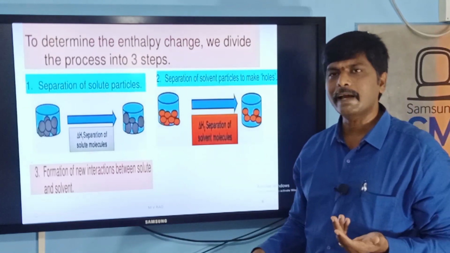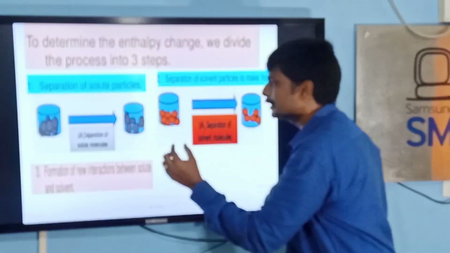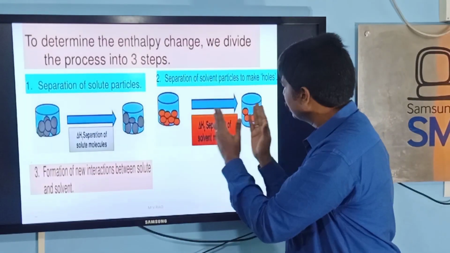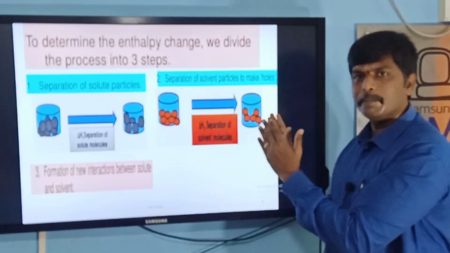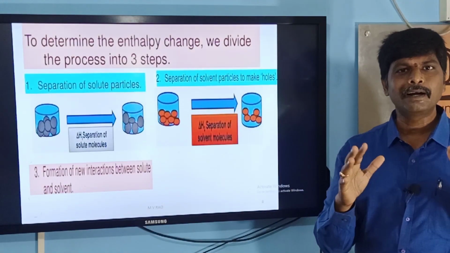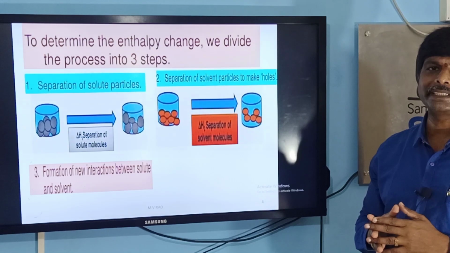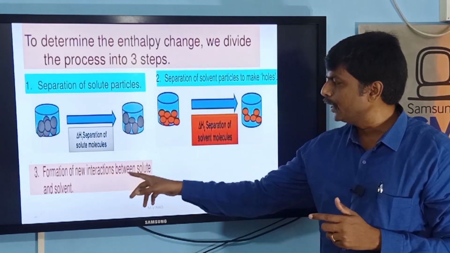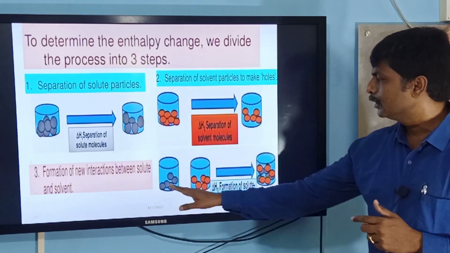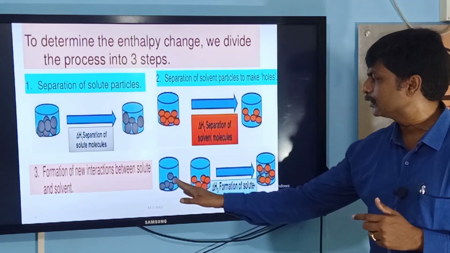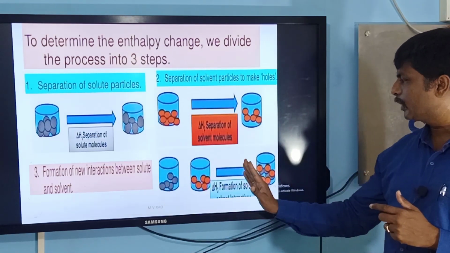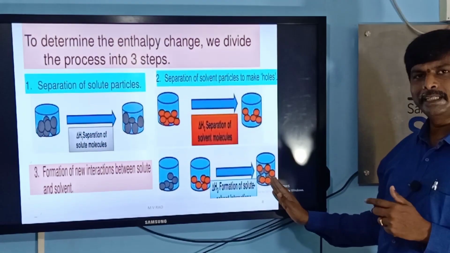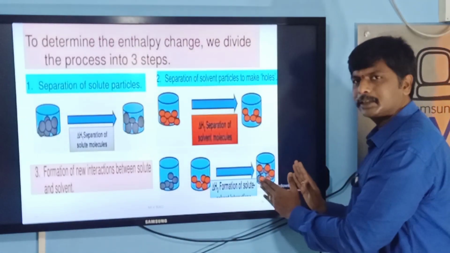In the third step, the already separated solute particles and the already separated solvent particles are mixed together to form a homogeneous mixture, that is called solution. This is the formation of new interactions between solute and solvent. Solute and solvent mixed together form a homogeneous mixture, that means solution.